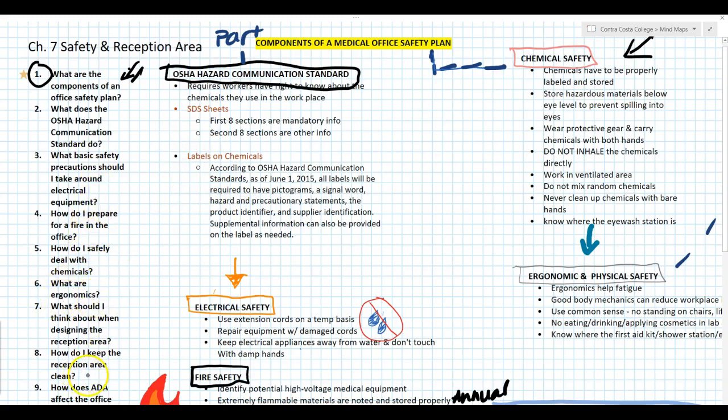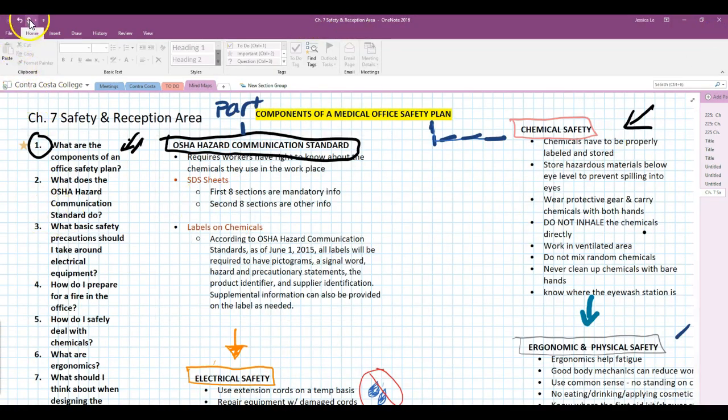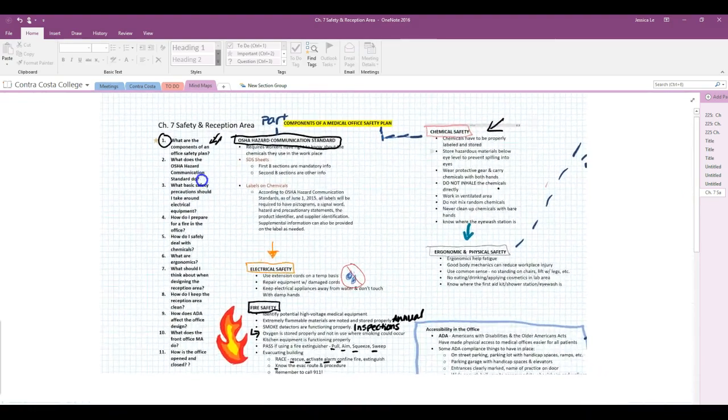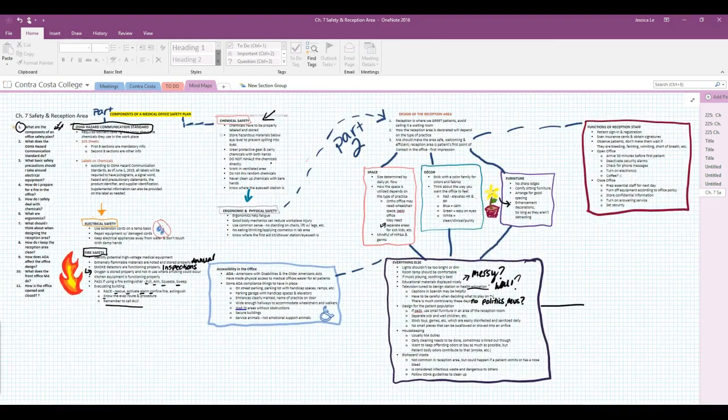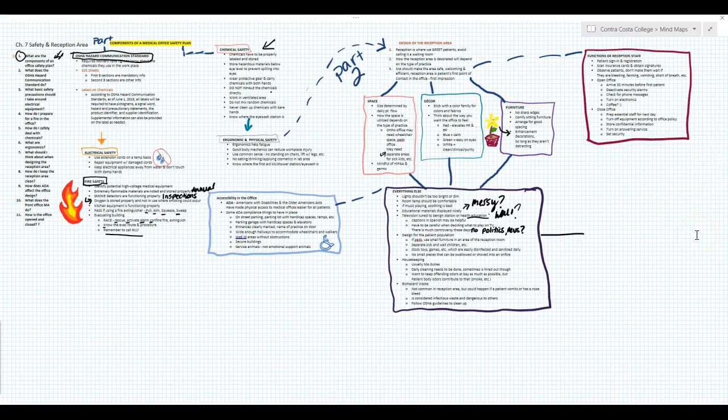So what are ergonomics? How do I keep the reception area clean? How does ADA affect the office? Basically, it's just a list of questions that I want to make sure I know the answers to by the end of the map. Once we are all done, we should have a better understanding of what the map looks like. Let me make it all one here for you, and then you can see the whole thing in its entirety. So all of the questions over here have been answered, and they have been answered by our whole map.